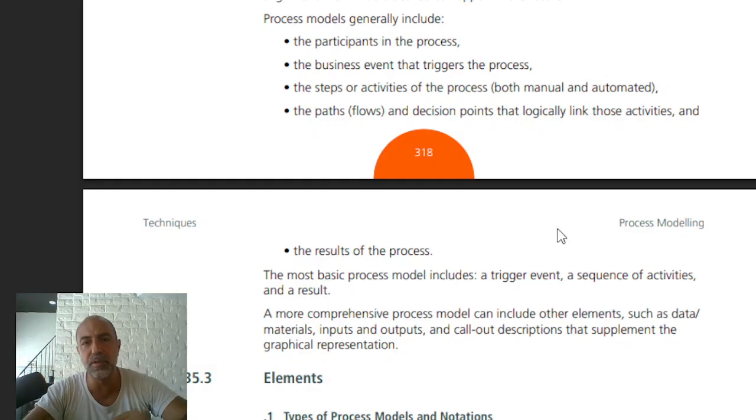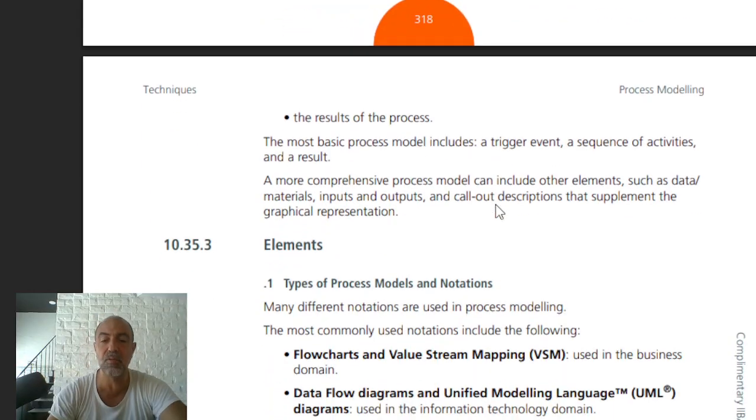The steps or activities of the process, both manual and automated. The path flows, the decision points that logically link those activities. Of course, it's a logical approach in the process.